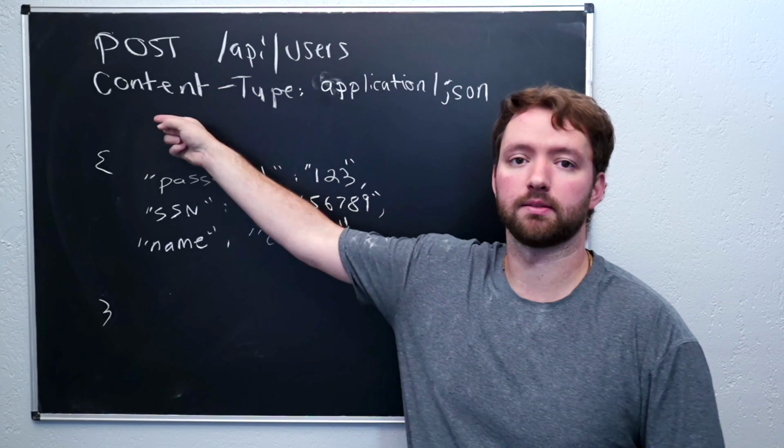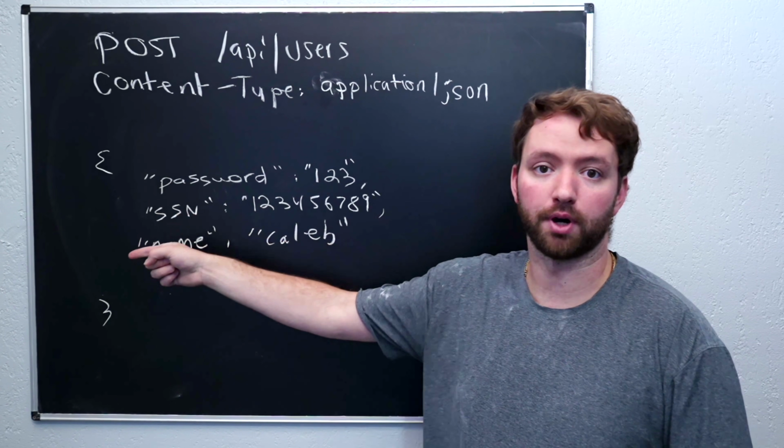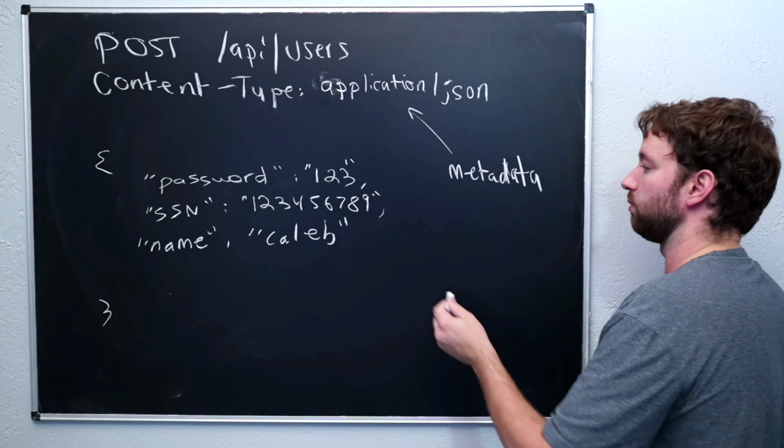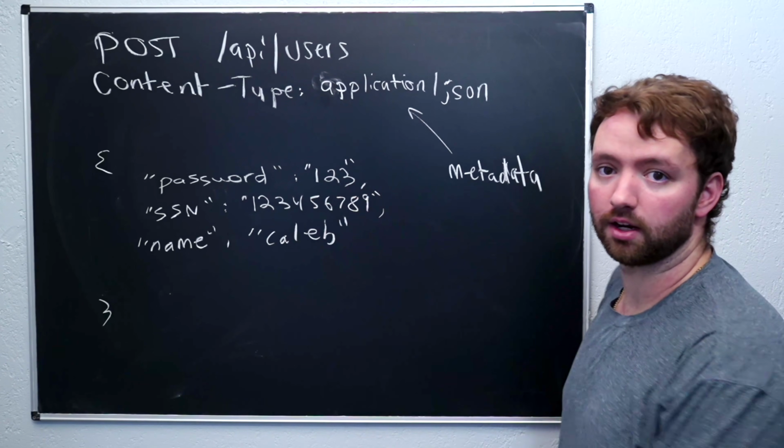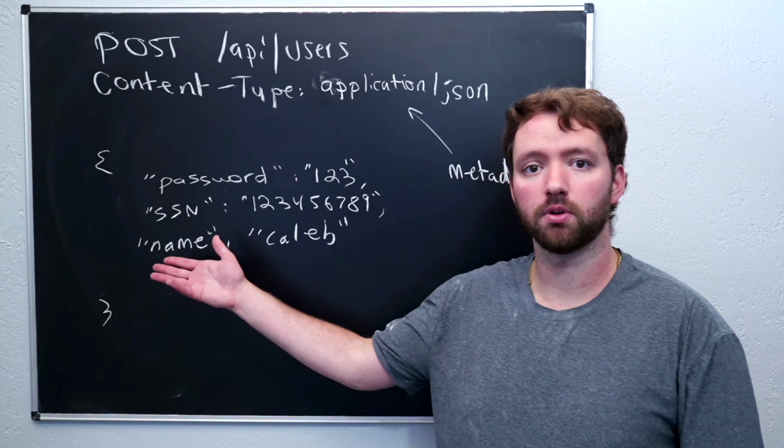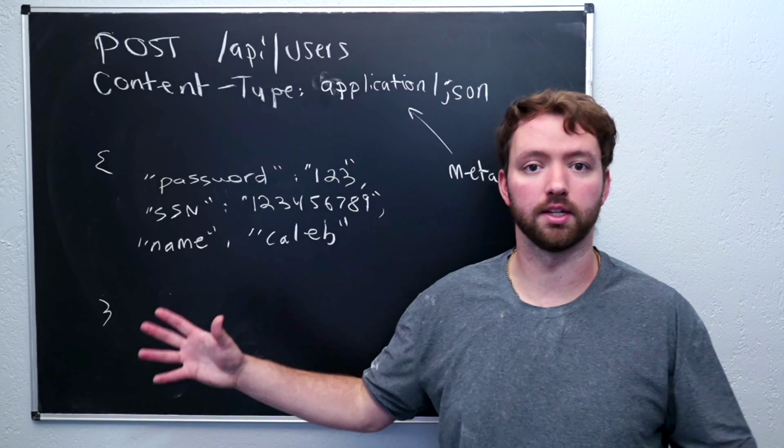And this is data that's passed with the request, but it's different than the body. You can think of headers as metadata, which is data about our data, describing how to interpret the data, for example. And we'll use headers for all kinds of different things.